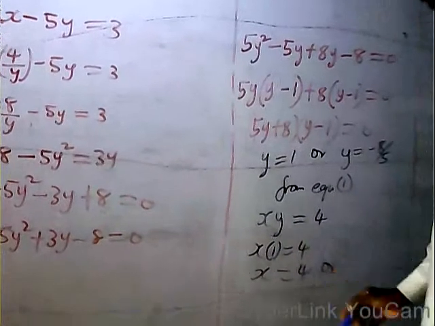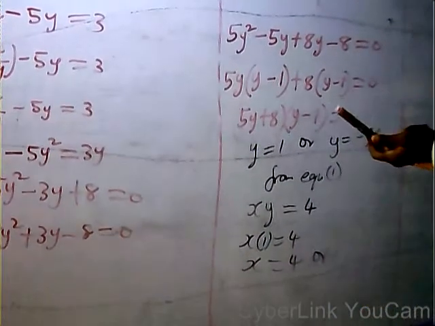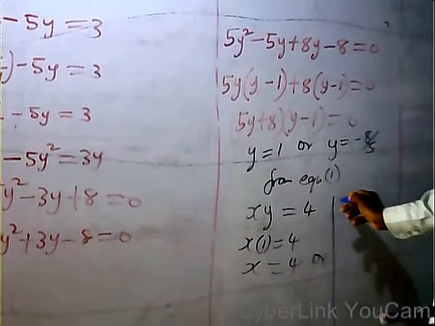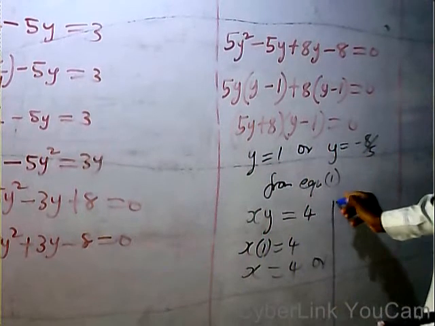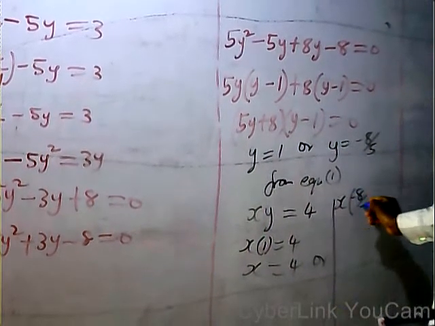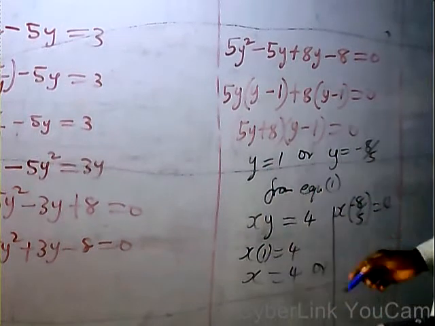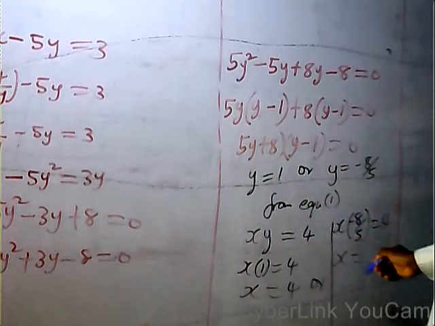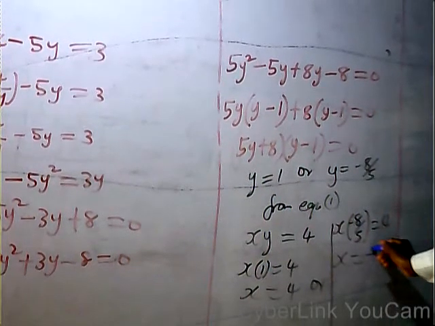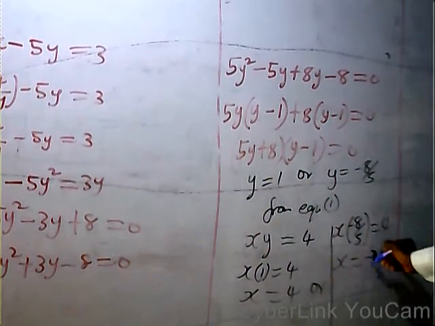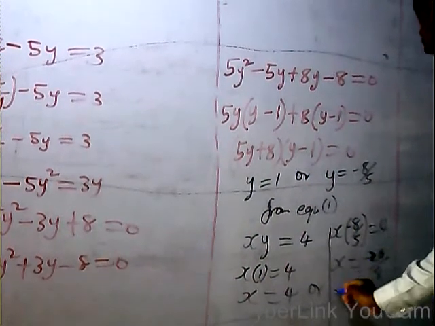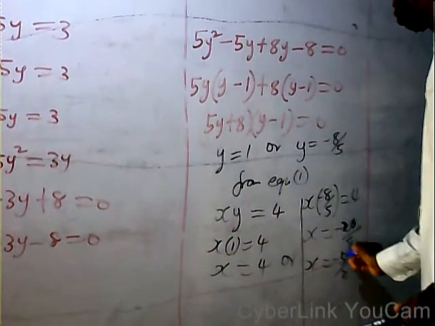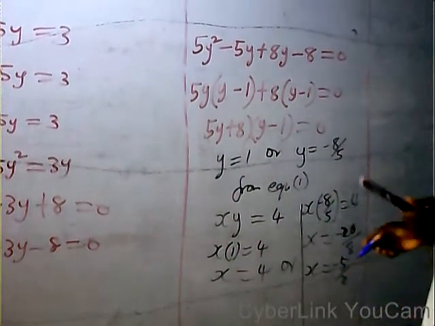Or if my y is equal to minus 8 over 5, I have x into bracket minus 8 over 5 is equal to 4. In that sense, x is equal to minus 20 all over 8. 4 can go here, I have minus 5, 4 can go here, I have 2. So minus 2 and a half, if I like, or minus 5 over 2. That is the value of x.